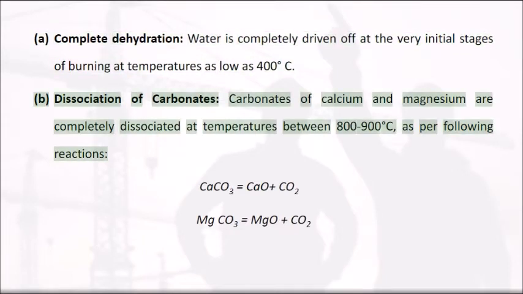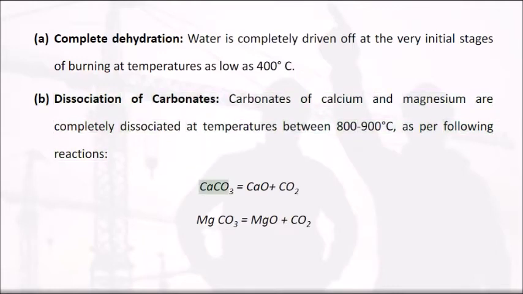B. Dissociation of carbonates. Carbonates of calcium and magnesium are completely dissociated at temperatures between 800 to 900 degrees Celsius, as per following reactions. CaCO3 = CaO + CO2. MgCO3 = MgO + CO2.